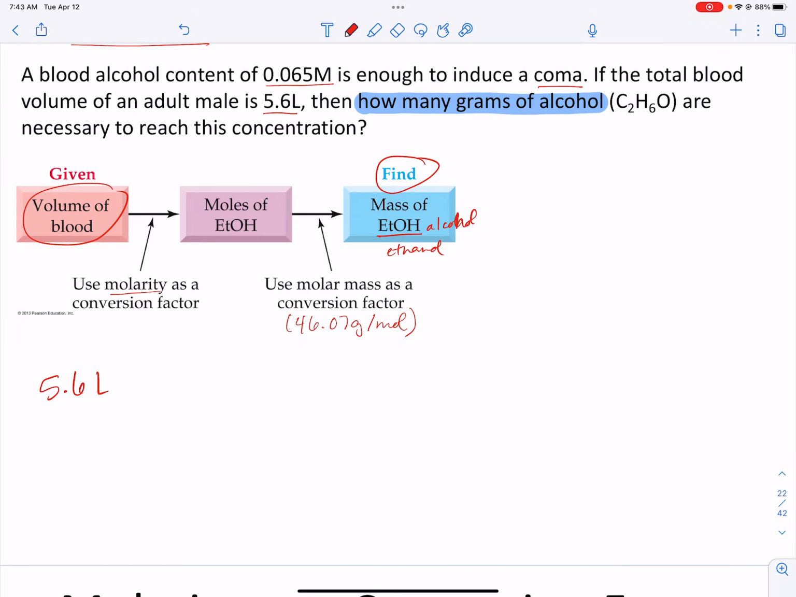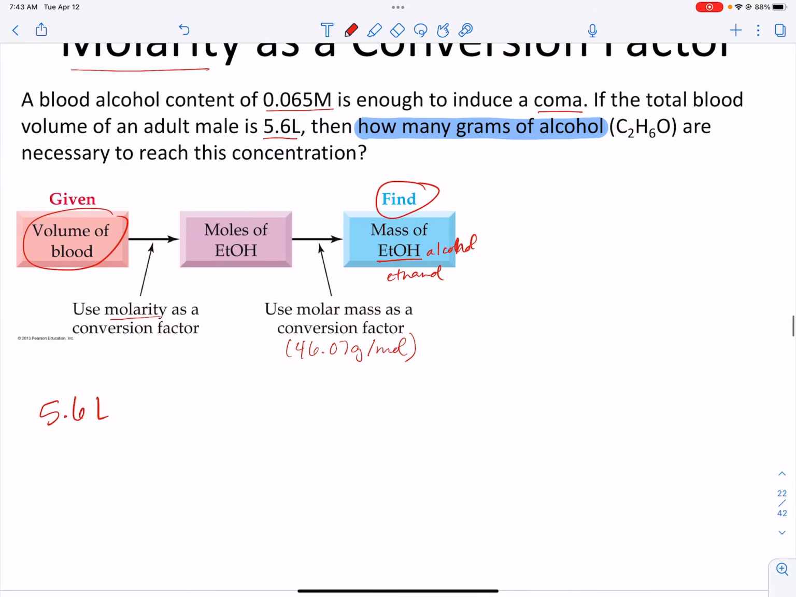So we're going to use molarity. Where's our molarity? Can you see it? Do you remember which number is our molarity? It's the one with an M. So this is our molarity. And I want to write this over to the side on the right side of the screen for a second to remind you: 0.065 M means this, 0.065 moles per 1 liter. That's what that means. Okay, that's what the M means.